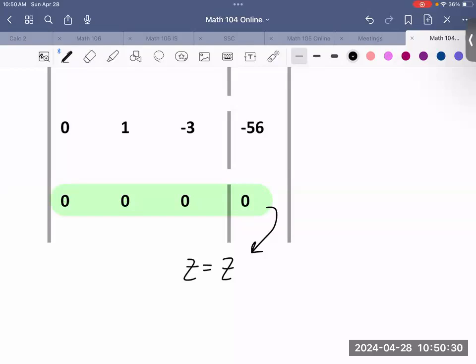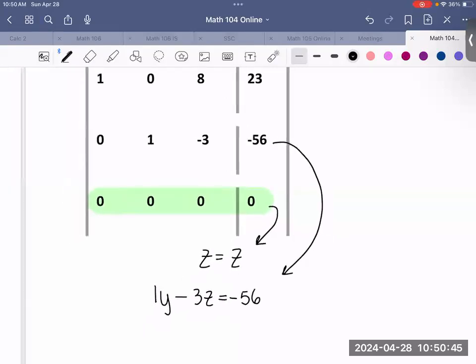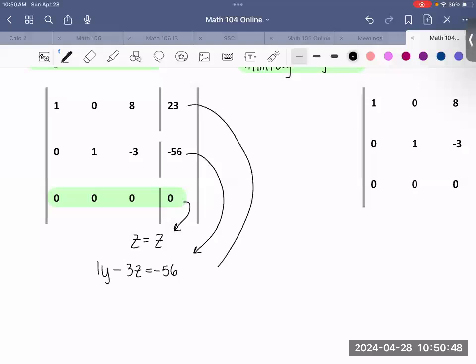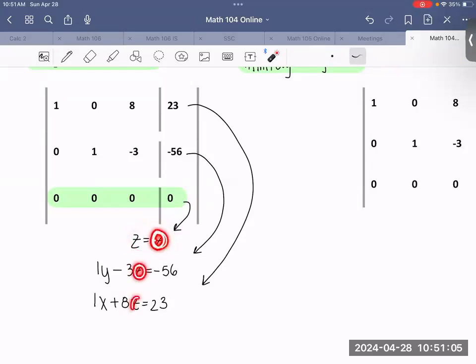So that's going to be your first line, whereas your second line, we now know is 1y minus 3z is equal to -56. So we're going to be building an equation for each of your lines. So then this last one is just 1x plus 8z is equal to 23. So when we go ahead and pick out a certain solution that we want, let's say z is equal to 0, then we can go ahead and just plug in a 0 and we would come up with your solution. Or perhaps it's a -1 or a 2.